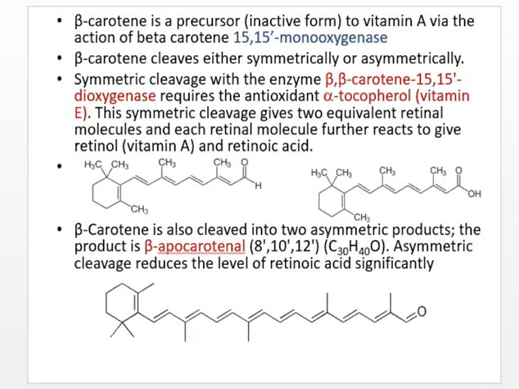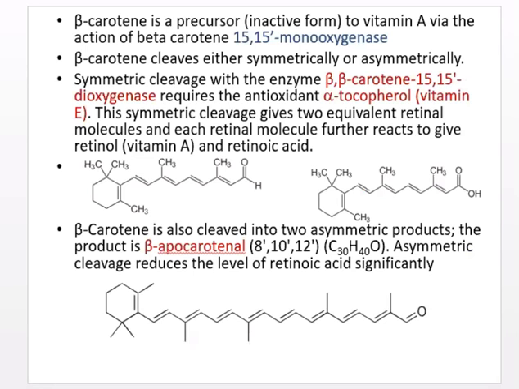Symmetric cleavage with the enzyme beta-carotene 15,15' dioxygenase requires the antioxidant alpha-tocopherol. The symmetric cleavage gives us retinal molecules, and each retinal molecule further converts to retinol and retinoic acid.